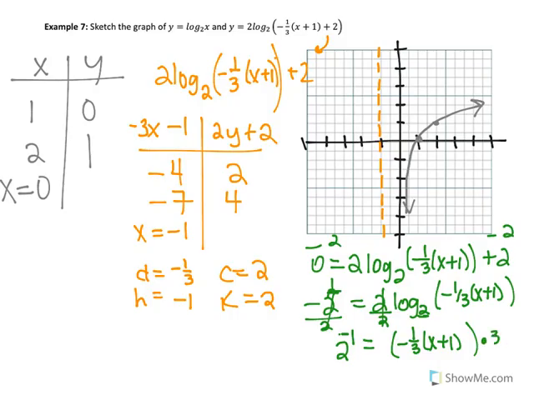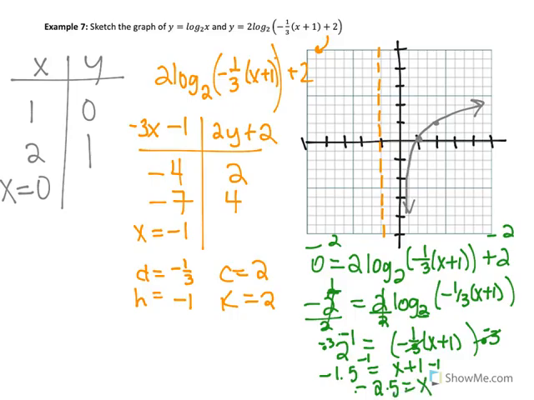Multiply both sides by -3, because that will cancel this. So we have 2 to the power of -1 is 1/2. Times that by -3, we get -1.5 equals x plus 1. And we'll subtract 1 from both sides. So -2.5 is equal to our x-intercept.